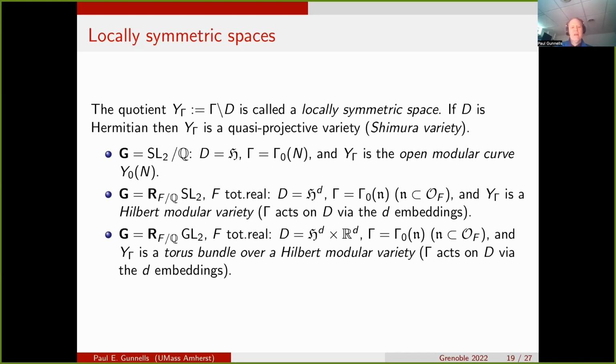If we instead do GL_2 instead of SL_2, again with F totally real, the symmetric space globally is D copies of the hyperbolic plane again, but we have this extra R^D. I think that should be R^(D-1), sorry. We have extra R^(D-1). And then when we take a quotient by an arithmetic group, we don't get a Hilbert modular variety. We actually get a torus bundle over a Hilbert modular variety.